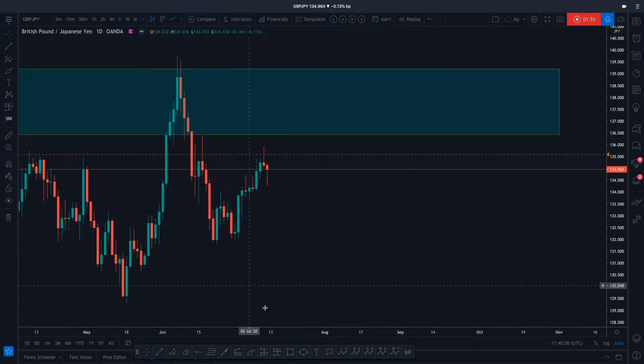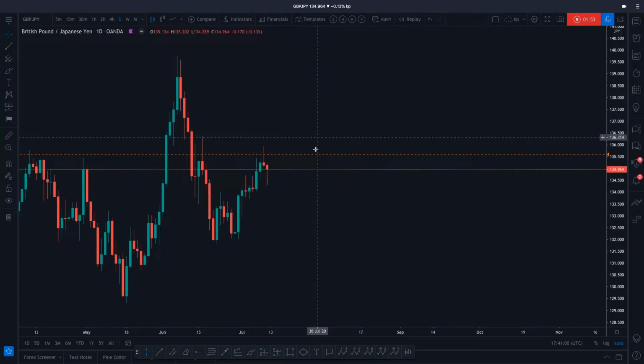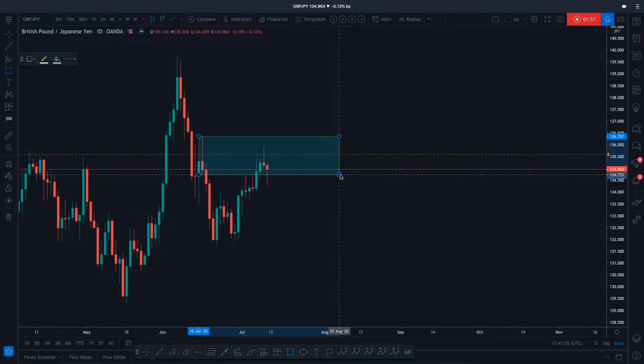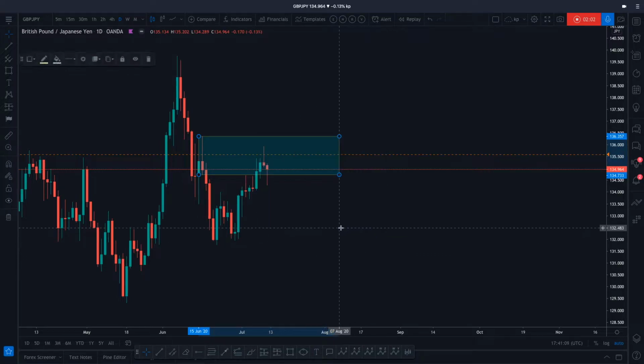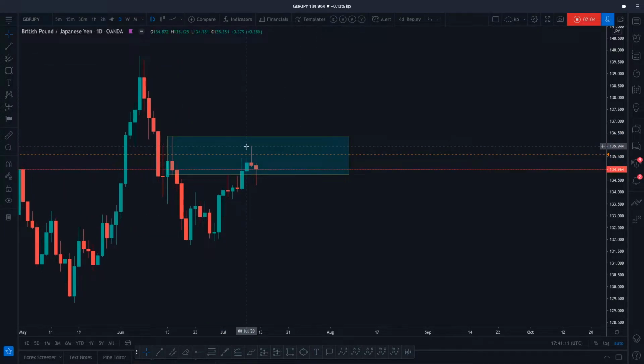On the daily time frame, we can clearly see a daily supply zone, and the supply zone actually got confirmed with this daily pin bar right here, but we do not enter on the daily time frame. We just use it for the direction. We are now switching to the 4 hour.